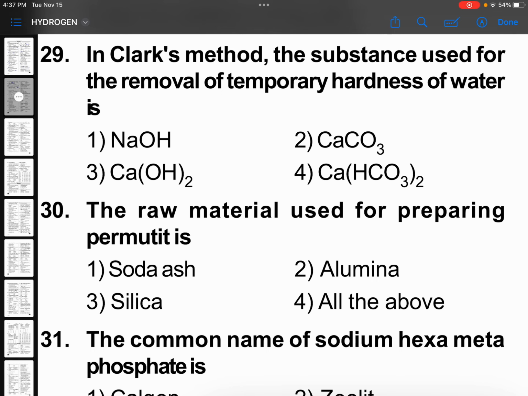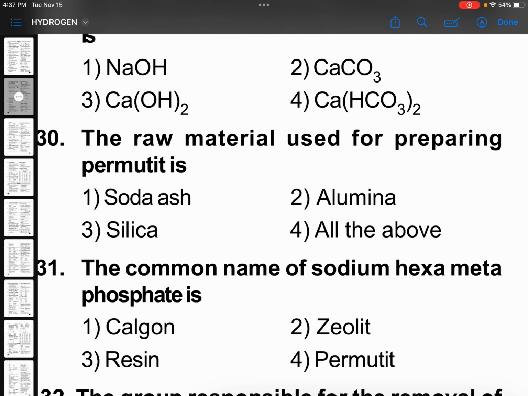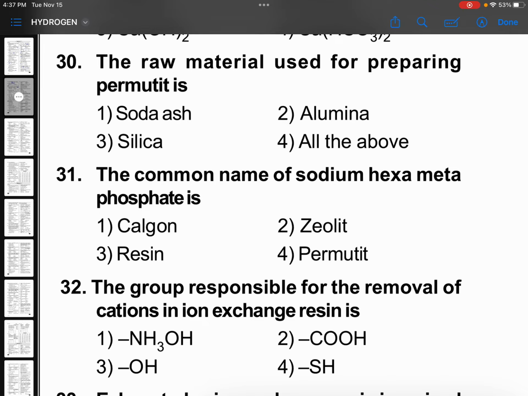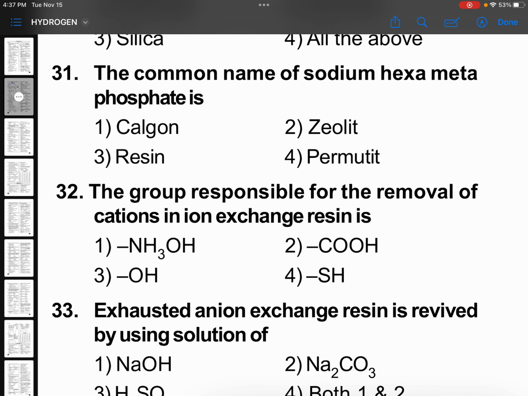The raw material used for preparing permutite is sodium aluminium silicate. Na2Al2Si2O8, sodium aluminium orthosilicate. So you need soda ash, alumina, silica, all of this. This is now not required for you because this is an old syllabus question, I think.